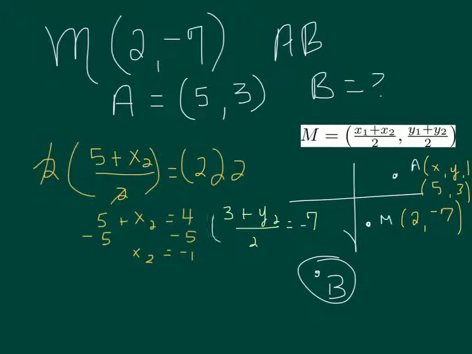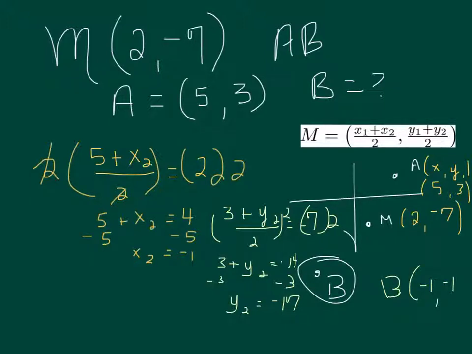I multiply by 2 on both sides like I did before, and I get that 3 plus y2 equals -14. And then I subtract 3 from both sides, and I get that y2 equals -17. So the coordinates of B are -1, -17.